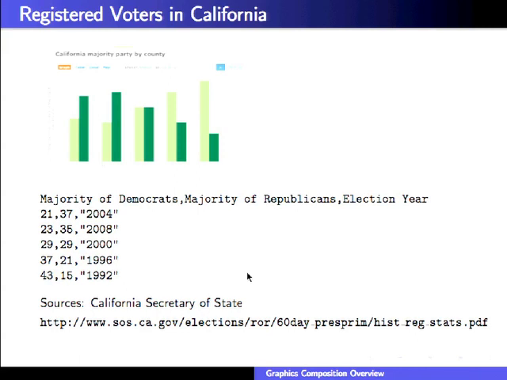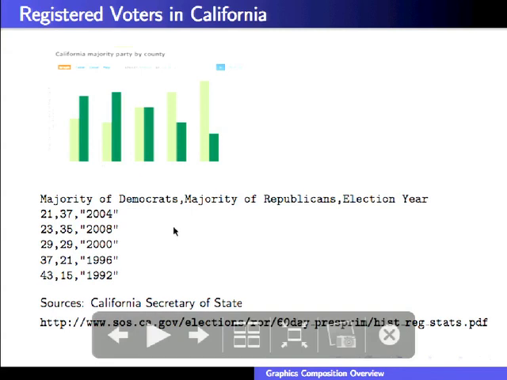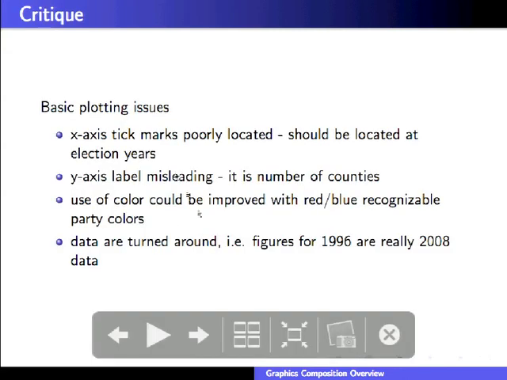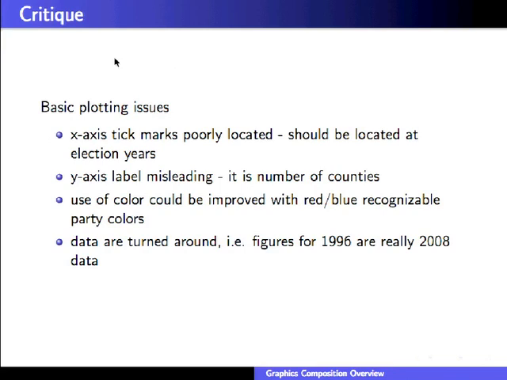Okay, so how might we improve this? We've already heard a couple suggestions. First, here's a set of things that I came up with, and you'll notice that they pretty much match everything that you have mentioned. The x-axis tick marks are poorly located. They should be located at the actual years, the election years. As someone mentioned, it looks like it's every 4 years. The y-axis label is very misleading. It's actually the number of counties. I found that out by going to the original source, and it's the number of counties where the majority of voters were registered as Republican or Democrat.